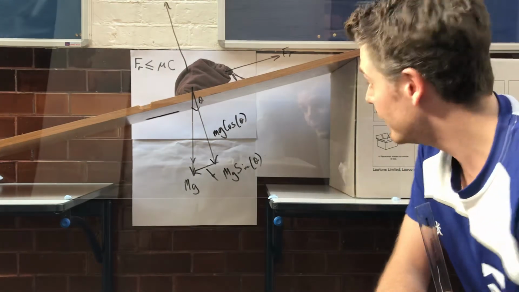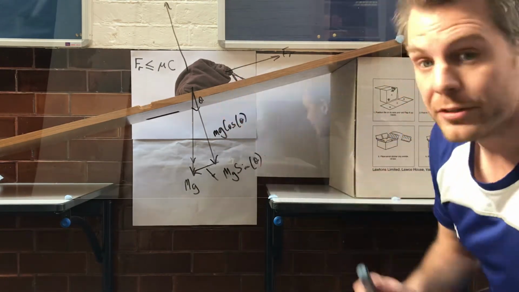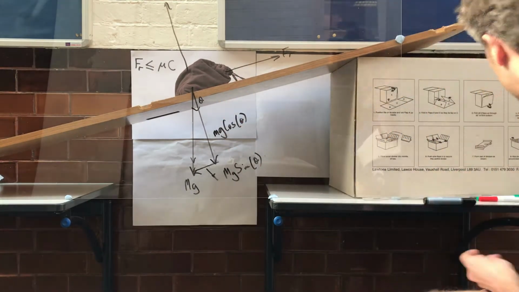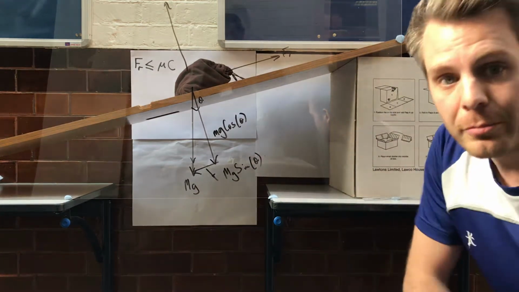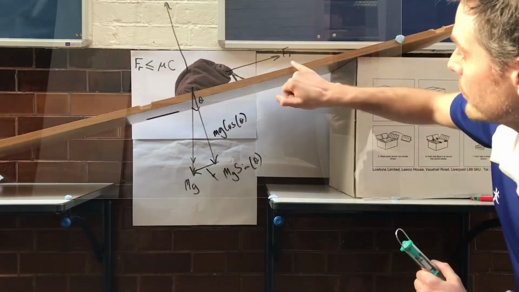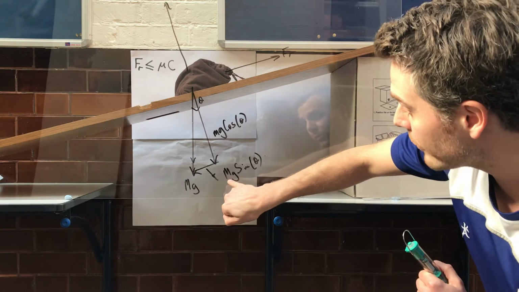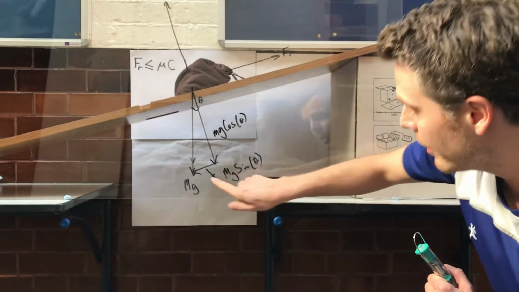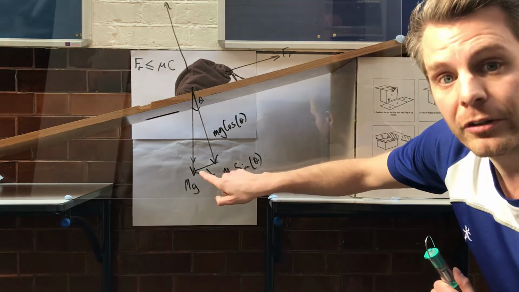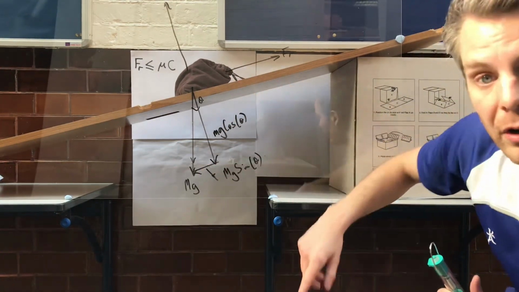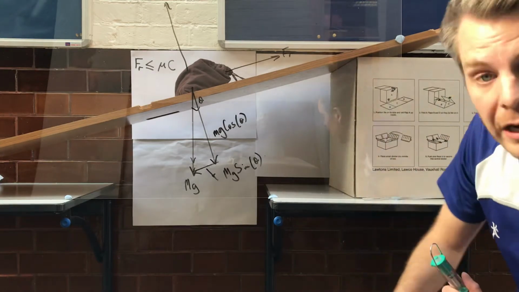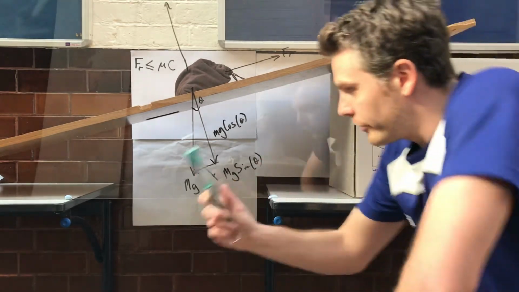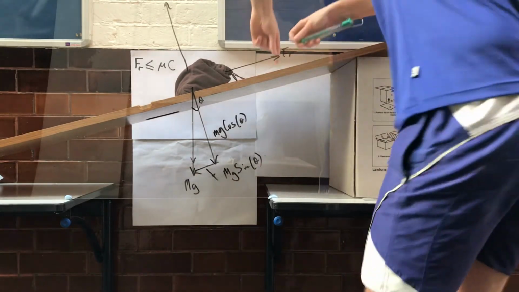Okay? However, I can apply another force to this object with my Newton meter, and I can show you that because the mass, g, and the angle are constant, this force must be constant, whatever force I apply parallel going up the slope.